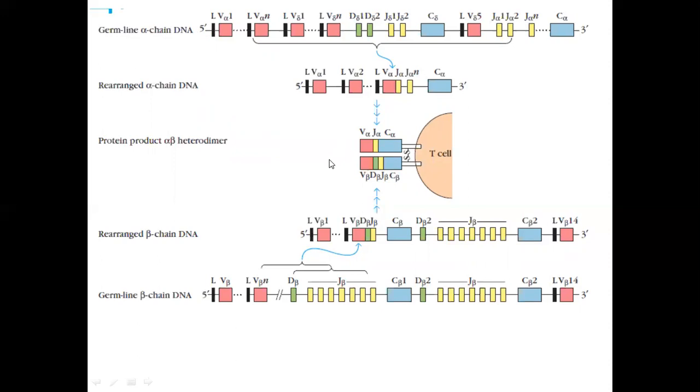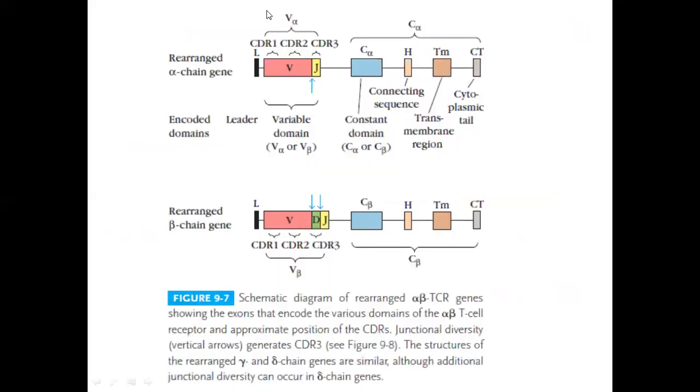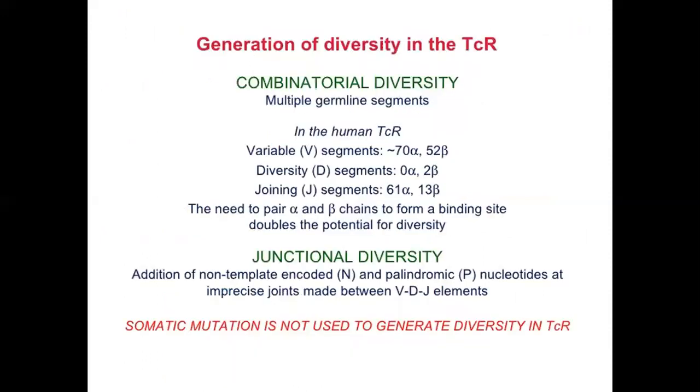So the rearrangement and all, it is similar to the immunoglobulin gene rearrangement. Same way it is. So this is the explanation given here of how it is. And this is the rearranged alpha chain gene and the rearranged beta chain gene, which is given here just for understanding. So next, generation of diversity of the TCR.